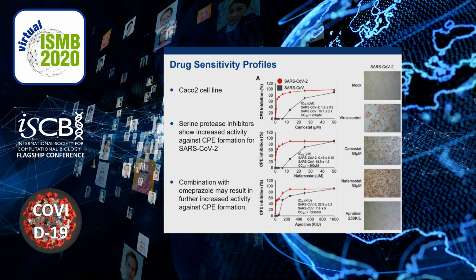These drugs are all approved and have various applications today. Camostat and nafamostat are used to treat pancreatitis, and aprotinin is used to prevent blood loss in surgery and is also used to treat influenza, so they all show some antivirus activity.